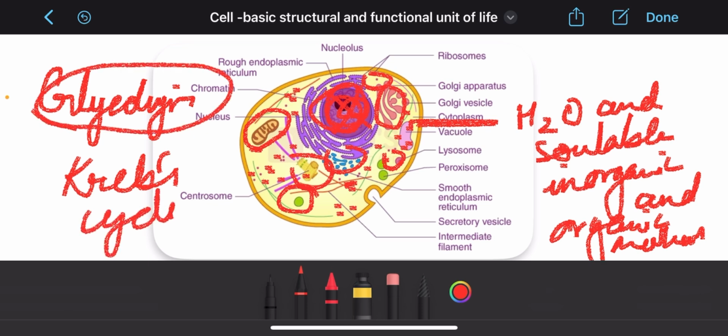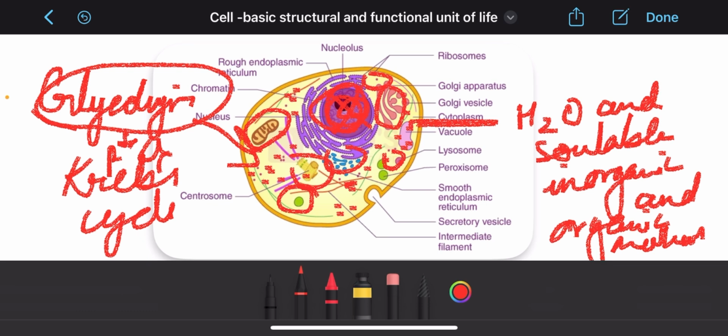Now, this glycolysis, which is a part of respiration, it takes place inside the cytoplasm of the cell. Here it is in the first step of respiration, glycolysis. What happens? The end product is pyruvic acid.